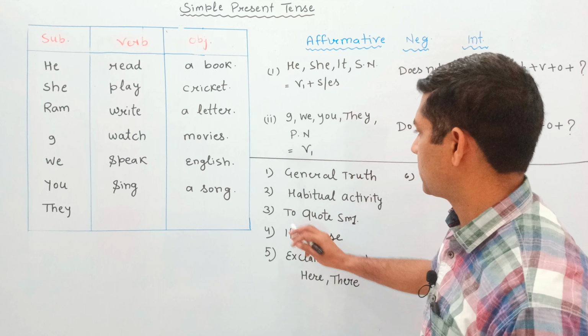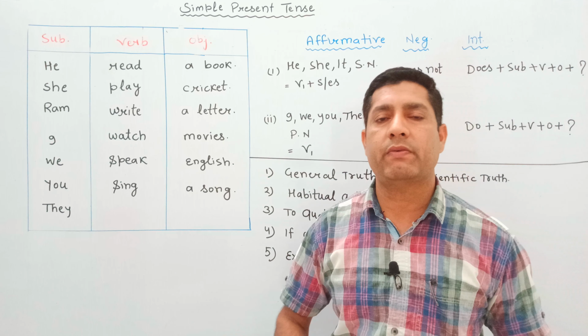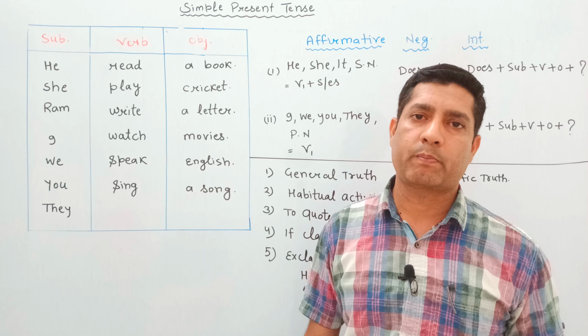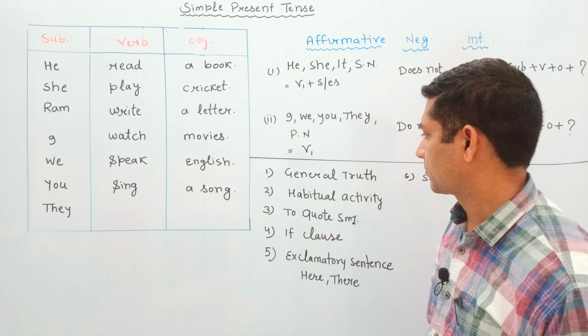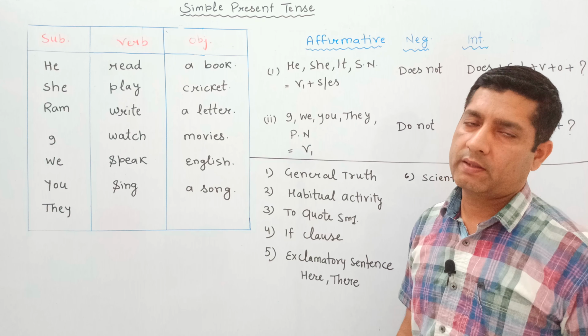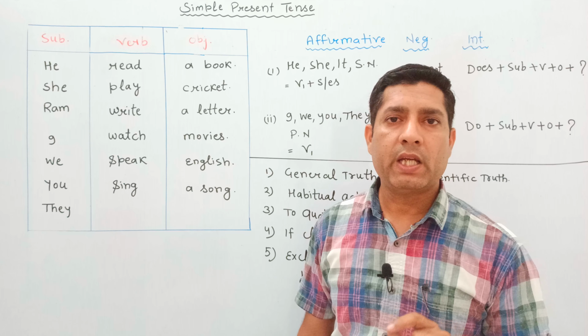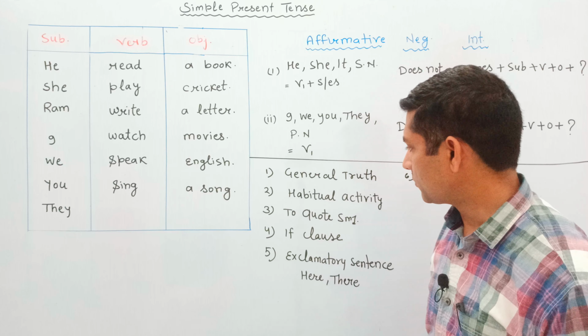If we talk about habitual actions, it is used to express a habitual activity. I get up early in the morning. I always speak the truth. To quote someone, Keats says, a thing of beauty is a joy forever.